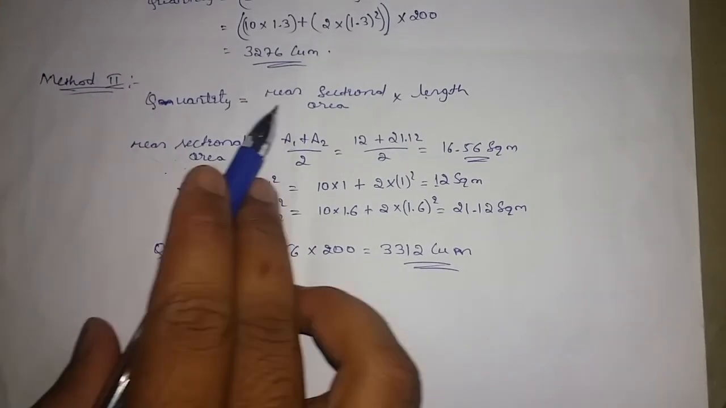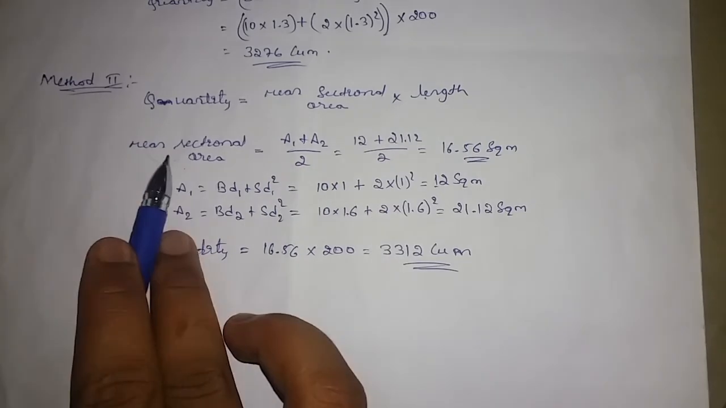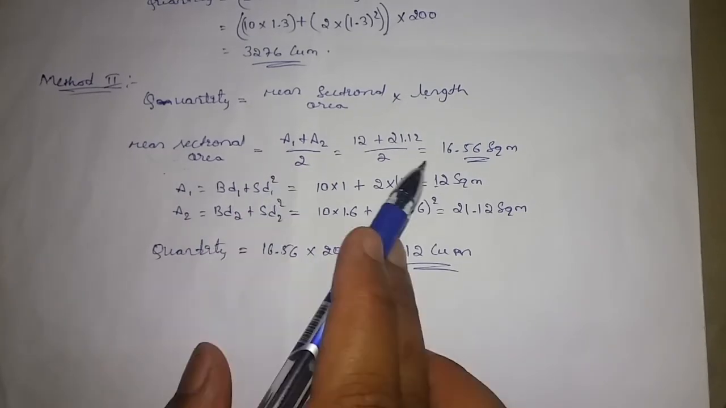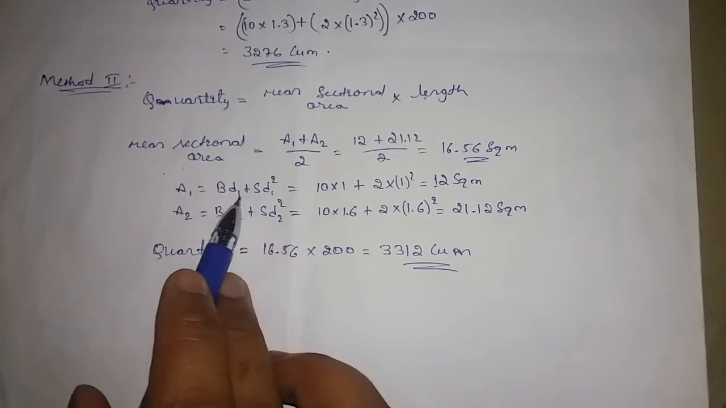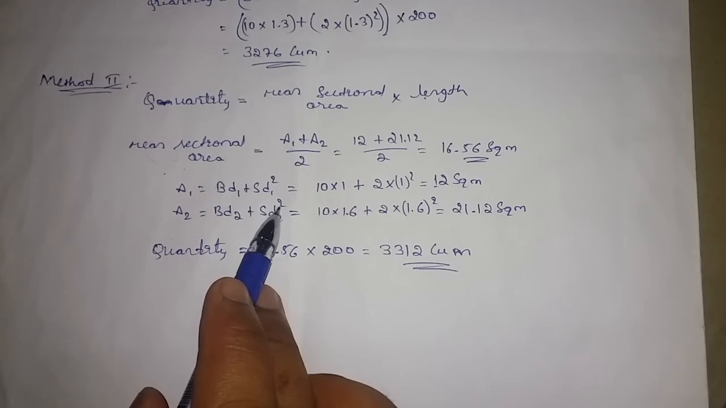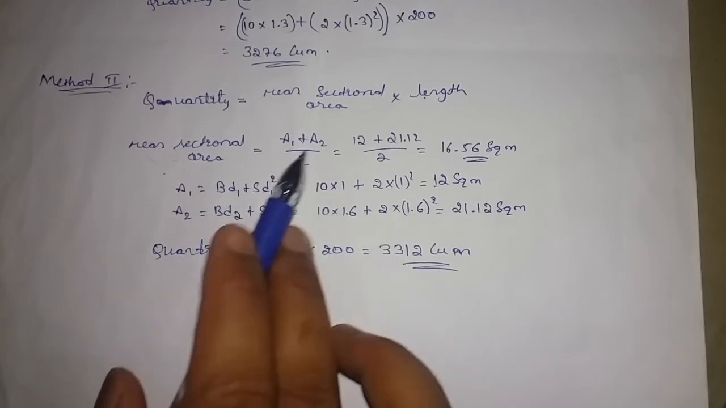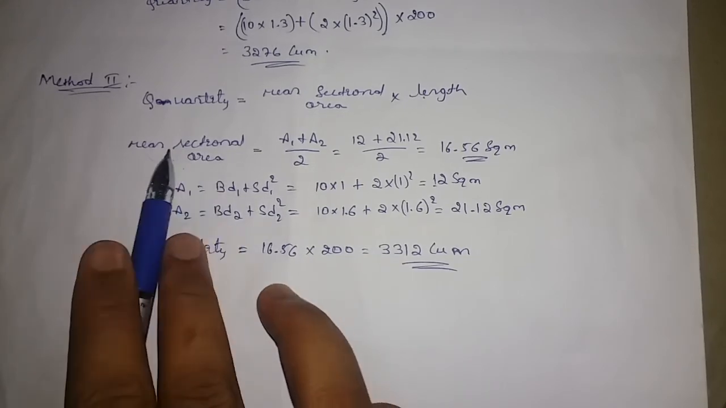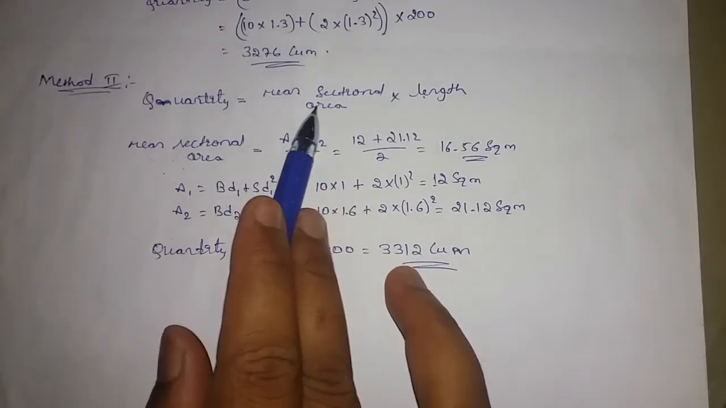So in method number two, quantity is equal to mean sectional area into length. The mean sectional area is (A1 plus A2) divided by 2. We find A1 equal to BD1 plus SD1 square, and A2 equal to BD2 plus SD2 square. By substituting values, you will get these values and we will substitute them in the mean sectional area. After getting the mean sectional area, we will multiply it by the length.